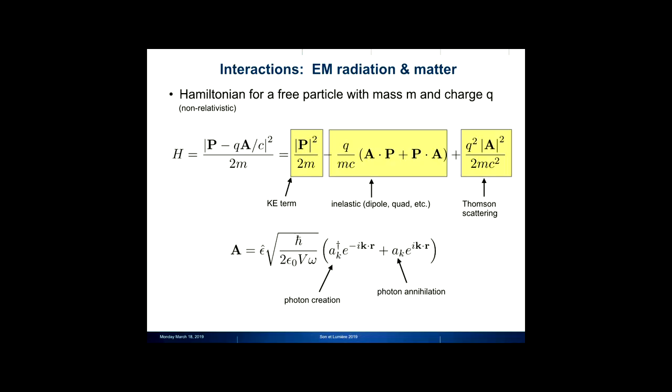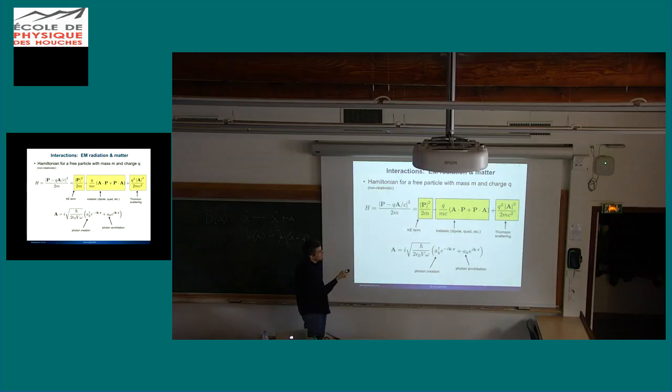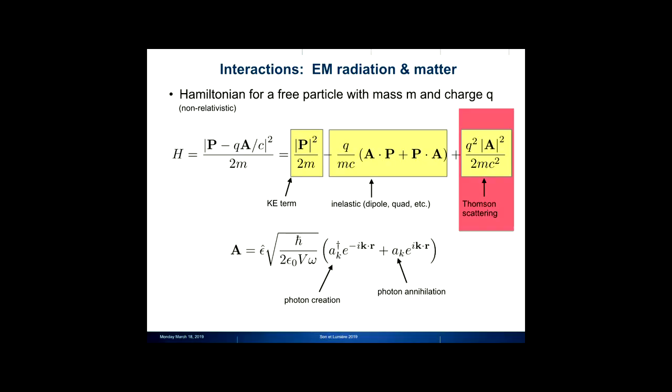But what's more important for the X-ray work that I'm going to be talking about is the last term that doesn't involve A dot P. It involves the amplitude of A squared. A is just dependent on the field, but it does depend on Q squared. Q is the charge of the electron, and M is the mass of the electron. This is referred to as Thomson scattering. All right, so that is going to be the main focus of what I'm talking about.